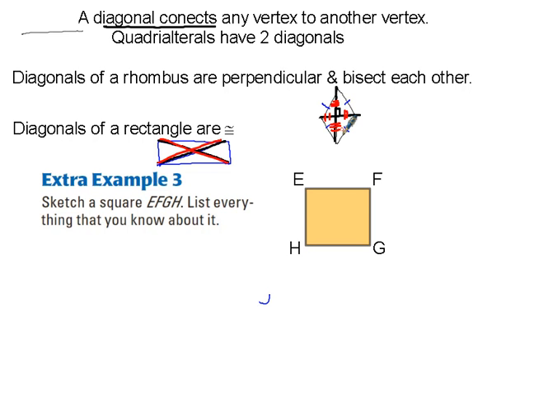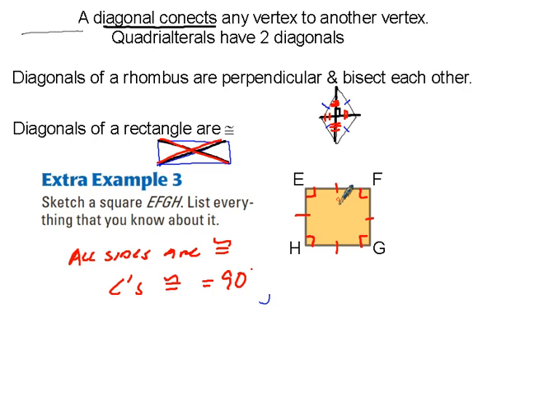So sketch a square. We got our square EFGH. Sketch it on the right, list everything you know about it. We know all sides are congruent. We know angles are congruent and equal 90 degrees. All these are 90-degree angles. All the sides are congruent. What else do we know?